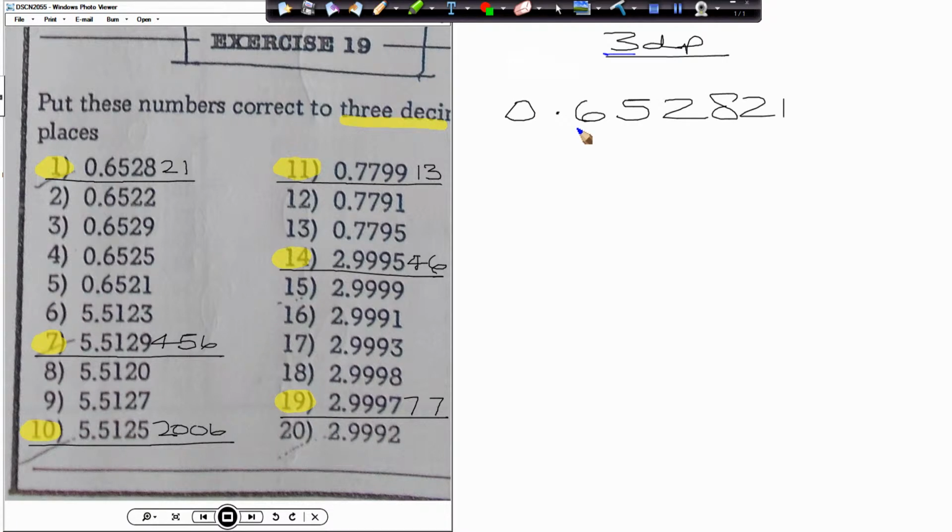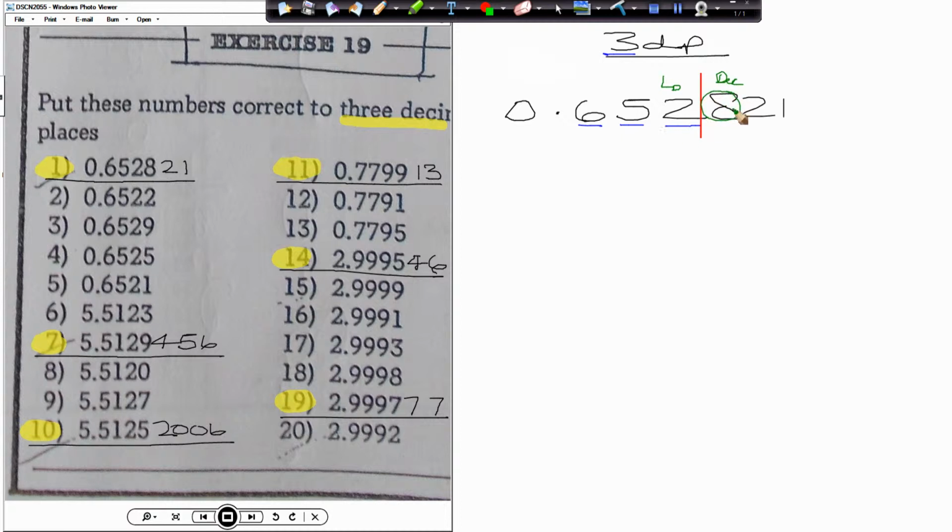So count, starting from first, second, and third. And then what do we do? We drop a red line down there, just to show you that we can't go any further than this in our answer. So what do we do? We label. First decimal place, second, third. And this third one is going to be called our last digit. It doesn't matter how many digits you got here. That's irrelevant. So the next digit automatically becomes the decider.